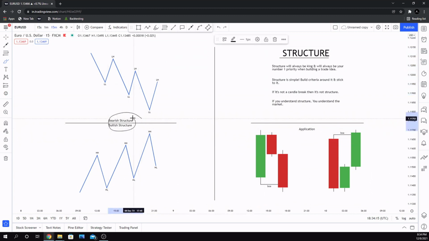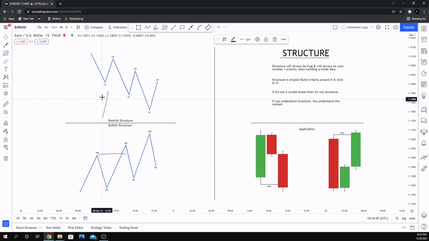Simple stuff. On the flip side, bullish structure. Initially a bullish trend contains several bullish structures. Bullish structures are formed in a series of higher highs and higher lows. Again, we can sort of map this out for ourselves. Moving on, a higher low can only be formed when we take out a higher high. So these higher lows can only be formed when we take out these higher highs.